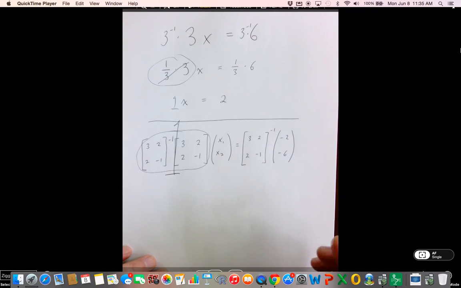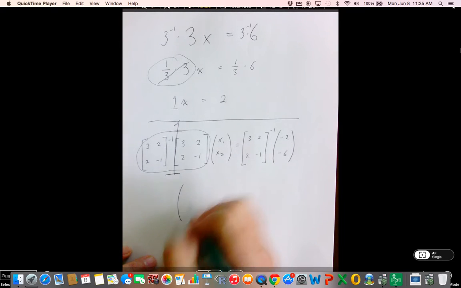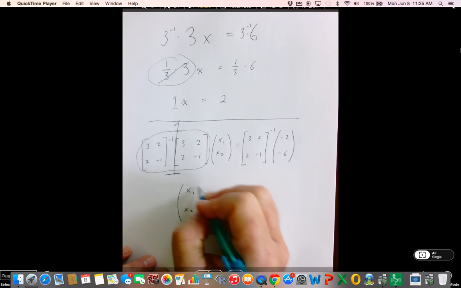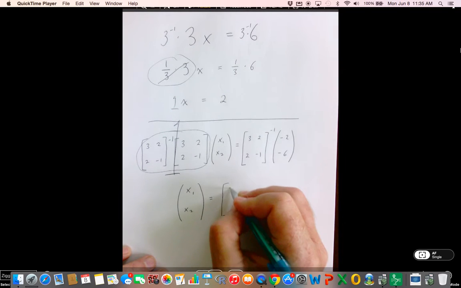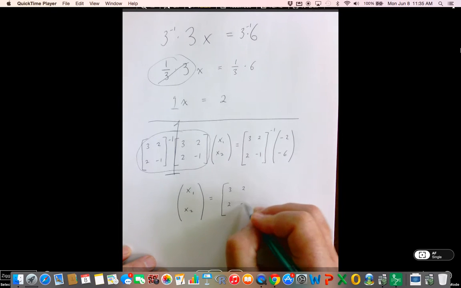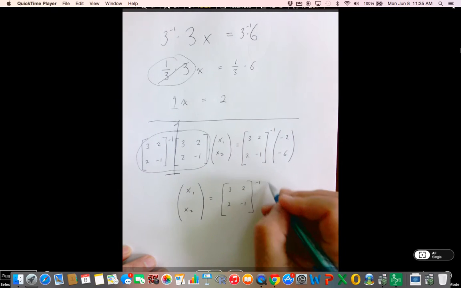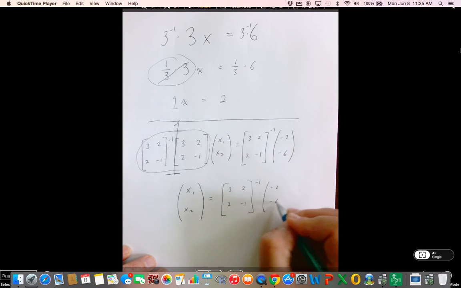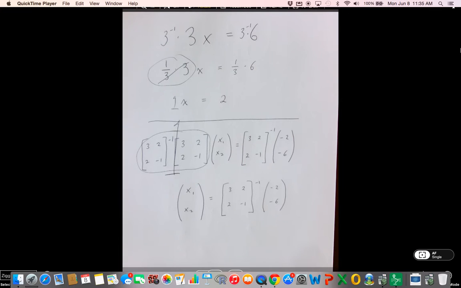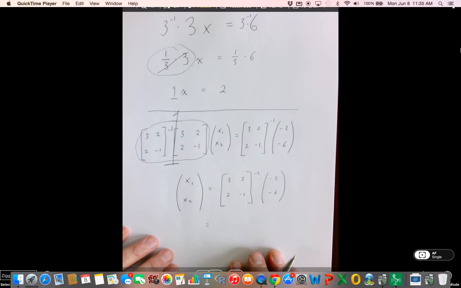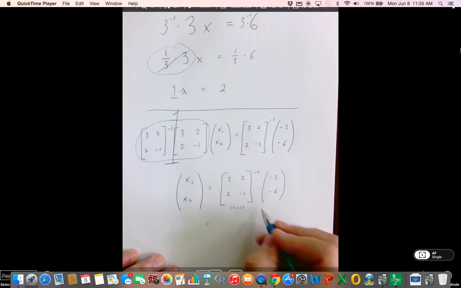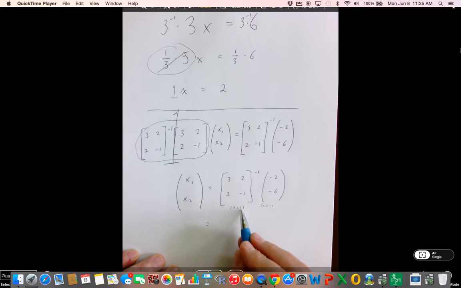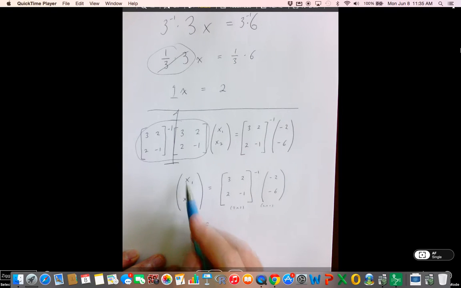It actually gives me 1, 0, 0, 1. So what I end up with is x1, x2, that's the only thing left over here, is going to be equal to 3, 2, 2, negative 1, inverse, times negative 2, negative 6. Now guys, your brain is probably hurting, but that's okay. Now, what am I going to get here? Well, I've got a 2 by 2, and I've got a 2 by 1, and these things are the same, so I end up with a 2 by 1, which is exactly what I have here, which will be my solution.